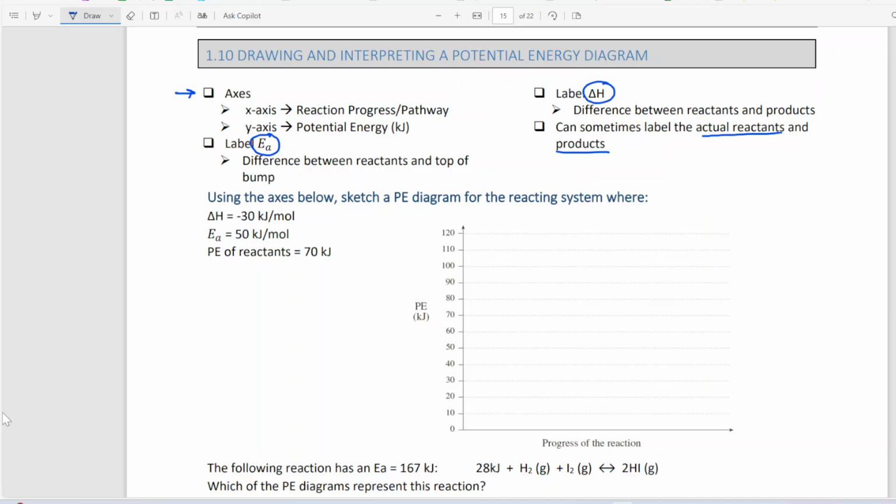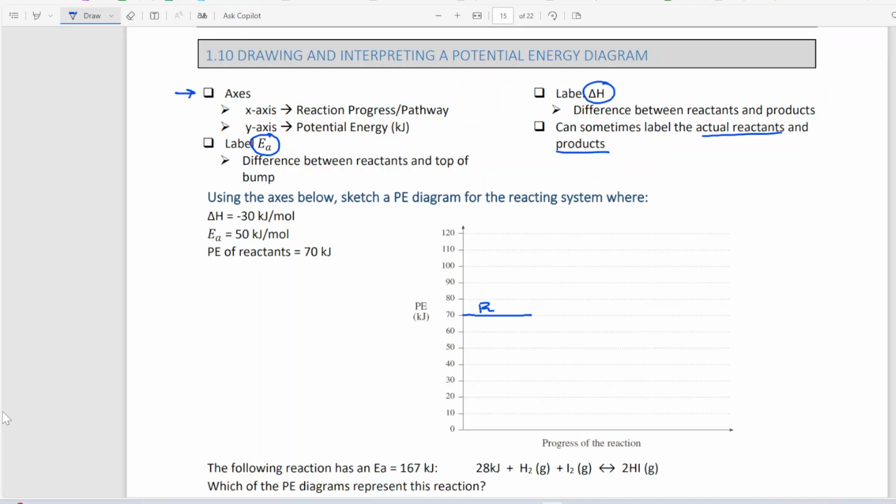So here it says, using the axes below, sketch a potential energy diagram for the reacting system where delta H is negative 30 kilojoules per mole, activation energy is 50 kilojoules per mole, and the potential energy of your reactants is 70 kilojoules. So what are we going to do with this? Well, I might start with the fact that my potential energy of my reactants is 70. So if I was to label reactants, reactants are here.